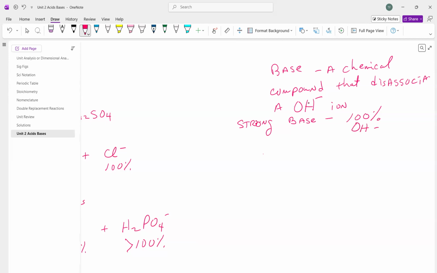It dissociates 100% of the OH. It's like a strong acid, 100%. An example of that would be sodium hydroxide, potassium hydroxide, or barium hydroxide. Any of the hydroxides are usually bases, and some of them are also strong bases. Most are weak, but there are some that are strong.